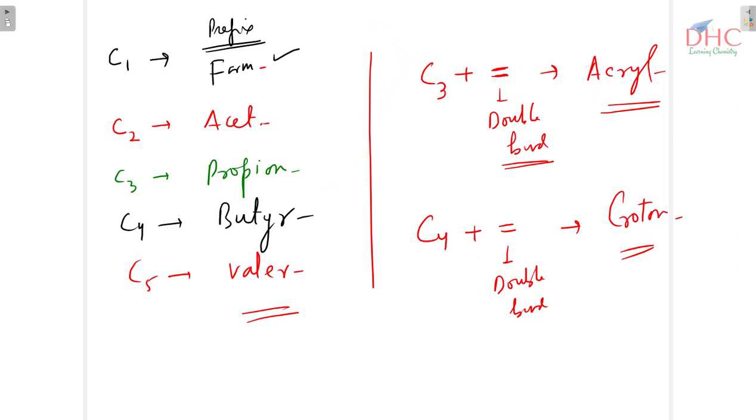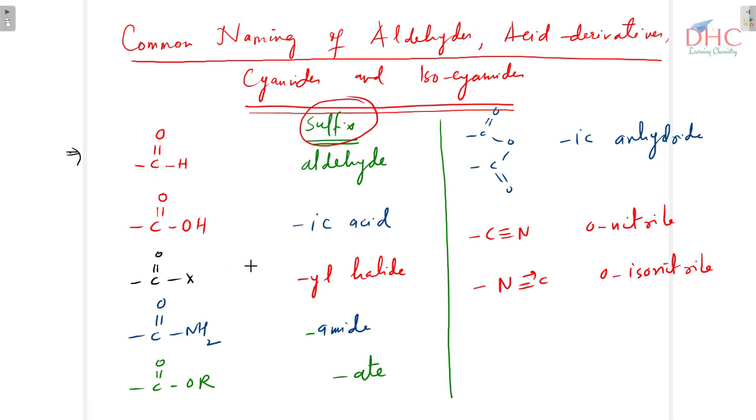So let me recapitulate it again first. You have the suffixes for these compounds. For aldehyde, you have to use aldehyde itself as the suffix. For carboxylic acids you'll be using ic acid. For acid halides you'll be using alkyl halide. For amides you'll be using amide. For esters you'll be using ate as the suffix, but the R group, that is the alkyl group, is named first. For anhydride, ic anhydride is the suffix. For cyanide, nitrile, and there is isocyanide which has isonitrile.